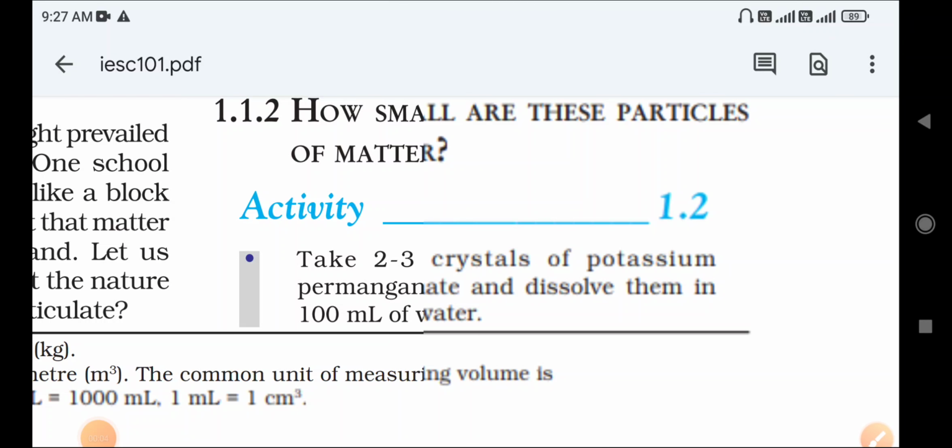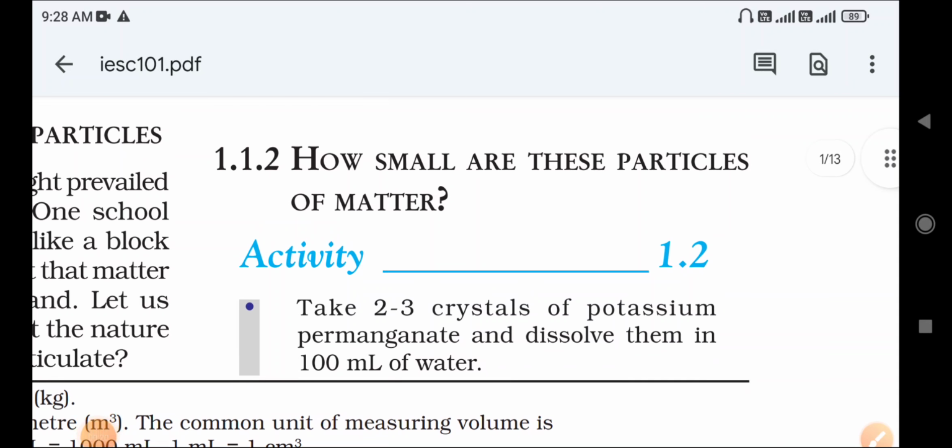Today we're starting class 9th chapter number 1, matter in our surroundings. In the previous class we discussed the nature of the particles, given by two methods.